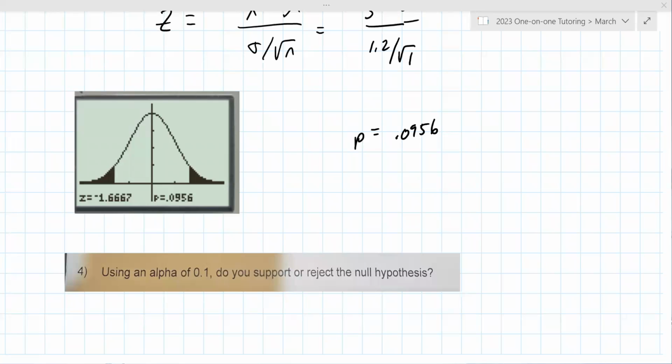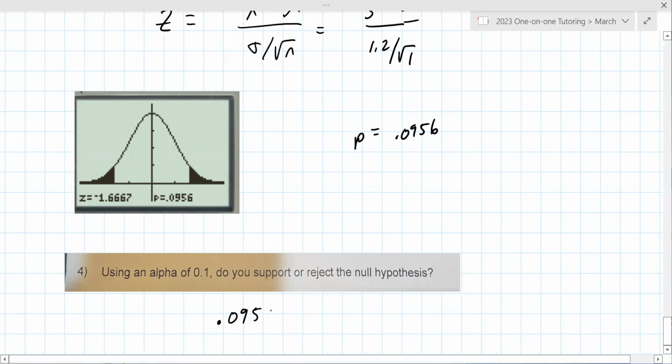Do you have an answer for me? I think you reject it. So the p-value here, 0.0956, is less than 0.1, so you reject, yes. When you reject, this can lead to a type 1 error.